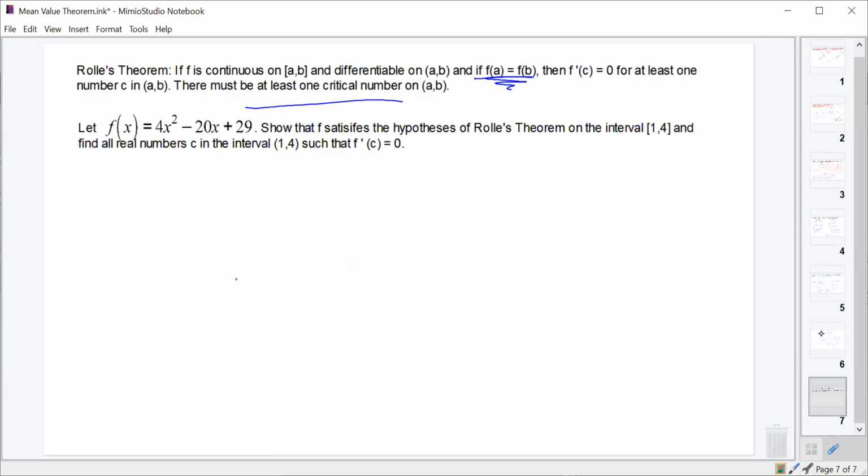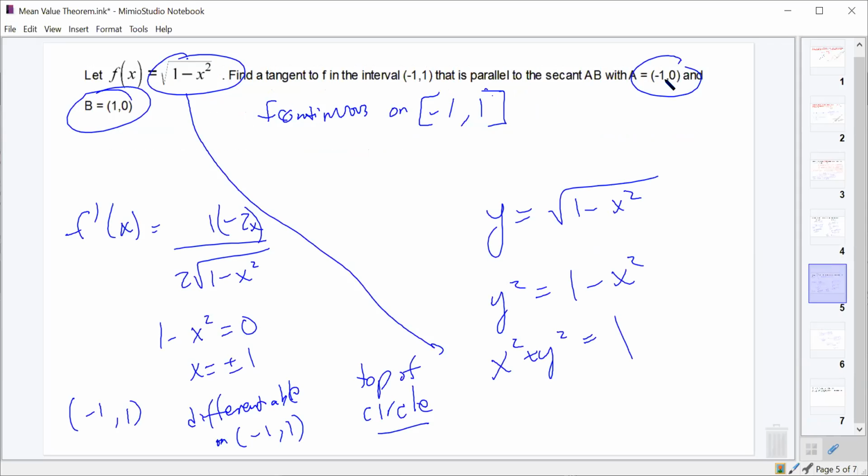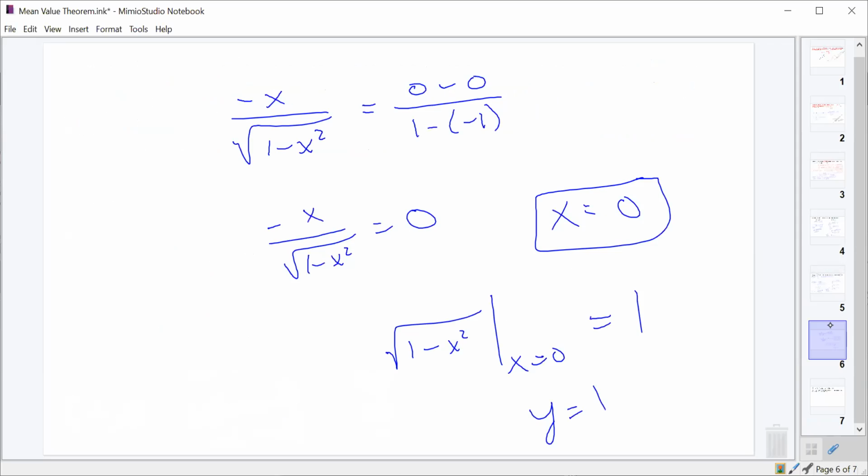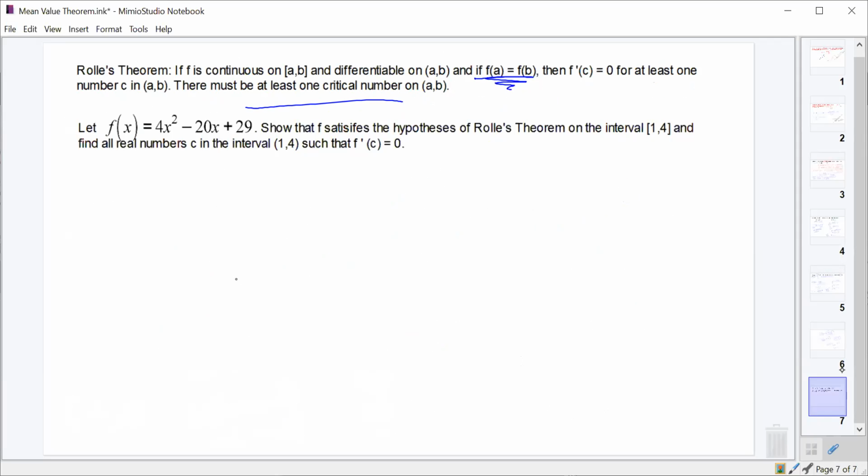Or in other words, there must be at least one critical value, one critical number, one critical point on a to b. And so what we just had here, we had f of a equal to 0 and f of b equal to 0. They were equal to each other. And so that told us there must be a place where the derivative equaled 0, which is what we just did. So that one was part of Rolle's theorem, as part of the corollary to this mean value theorem.